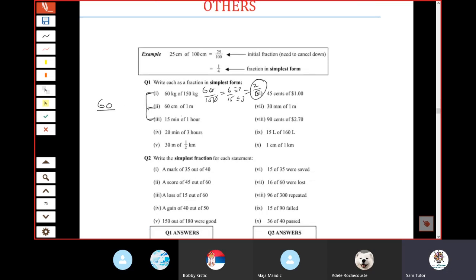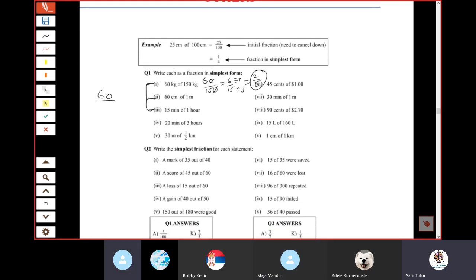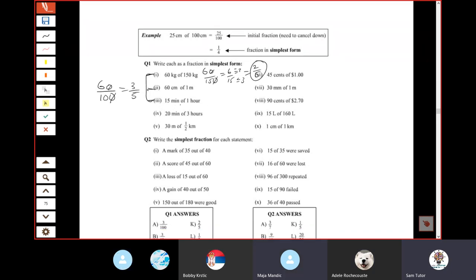All right, here we go. It's straightforward. So 60 centimeters of 1 meter, 60 centimeters over, how many centimeters are in a meter? 100. And then you're just going to simplify this. So cross out the zeros, 6 over 10, divided by 2, divided by 2, 3 over 5. Maya, does that make sense? Yeah.